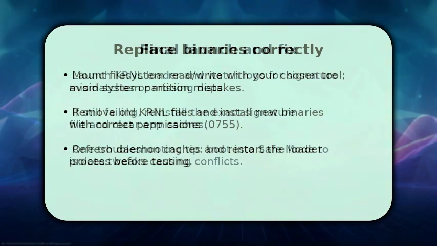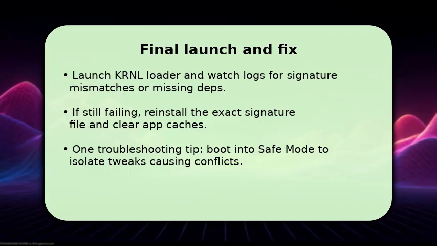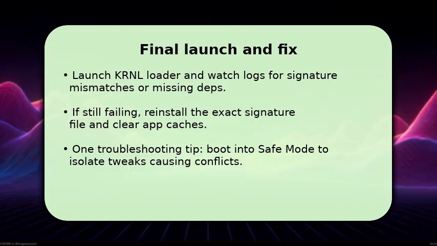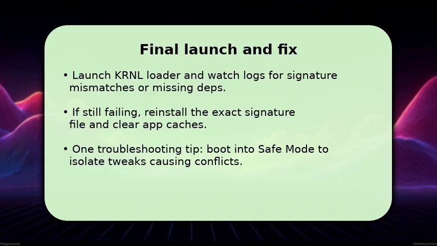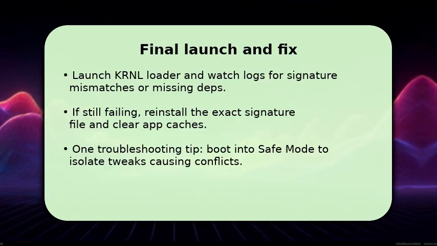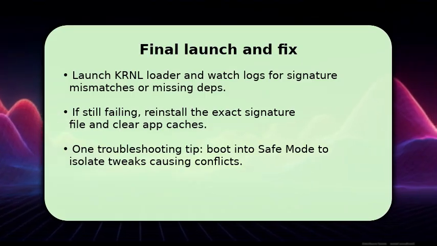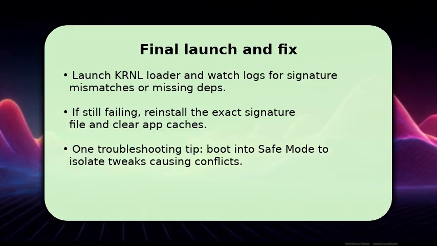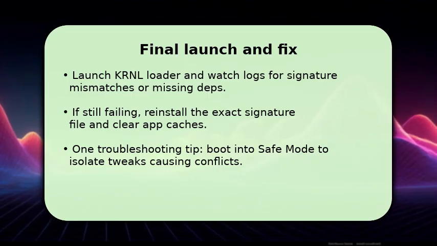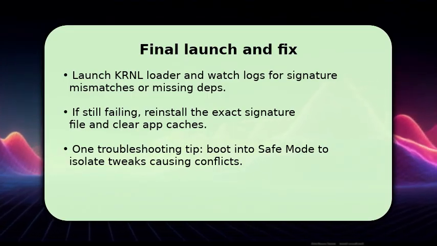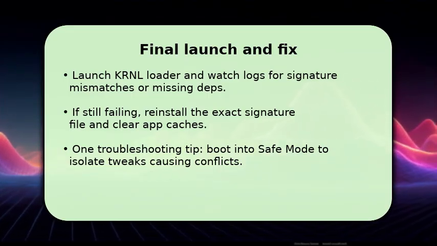You finish by launching the Krnl loader and monitoring its logs. Look specifically for signature mismatch messages or missing dependency errors because they tell you what to swap next. If searching still fails, reinstall the exact signature file and clear any app caches, then retry. Make sure to test after each change so you can identify the culprit.